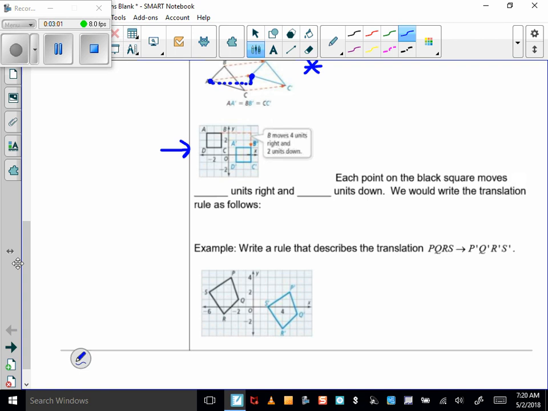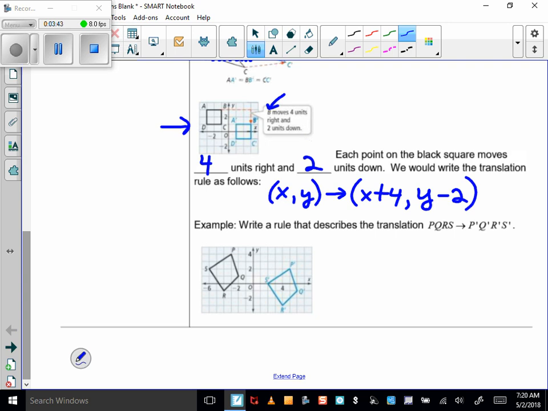Look at this little example. I've only got to do it to one vertex to figure out what the rule is, and I know all the others are going to move in that same way. So here, pre-image B moves 4 units right and 2 units down, so every vertex of that square would move the same way, and so we could write a translation rule that says X goes plus 4 because it's 4 units right. Since Y goes down, we're going to put Y minus 2, and I know that every vertex of that square is going to use that same mapping rule.